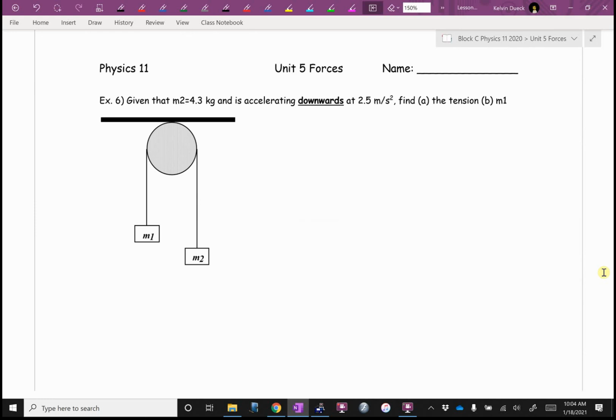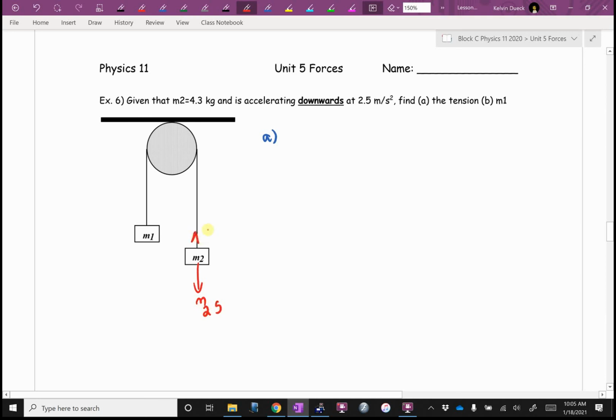Last one. Given that M2 equals 4.3 kilograms and it's accelerating downwards, find A, the tension, and then B, M1. Not going to write an equation for everything. By the way, if I tried finding a tension with an equation for everything, why wouldn't that work? Because the tensions would all cancel anyways. So which mass do I know? M2, free body diagram.